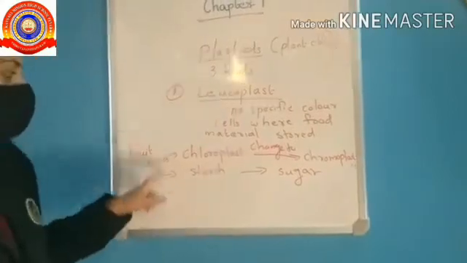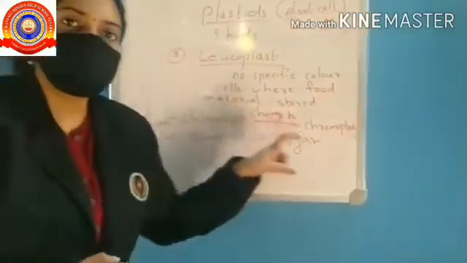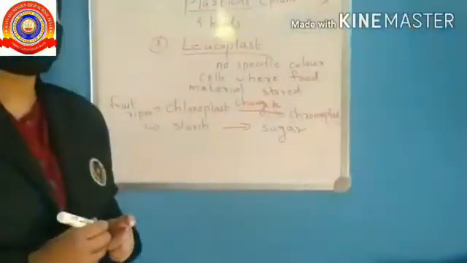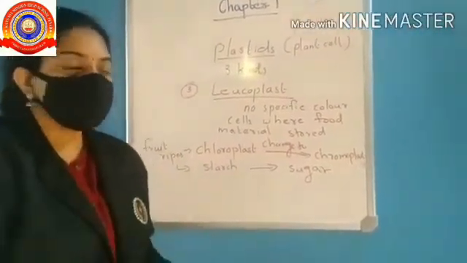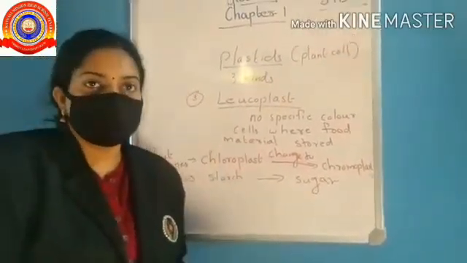So when a fruit ripens, the chloroplast changes to chromoplast and the starch is also converted to sugar. This is the secret behind the change in the color and taste of fruits.